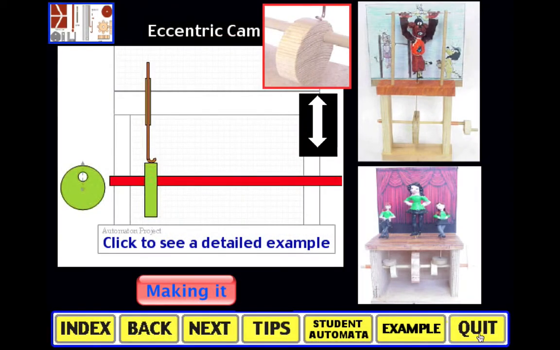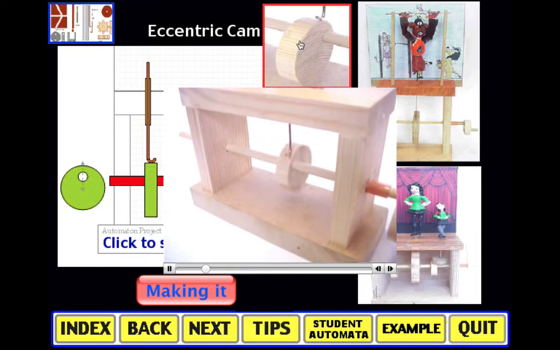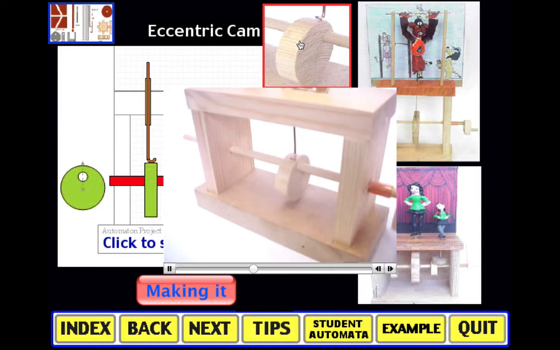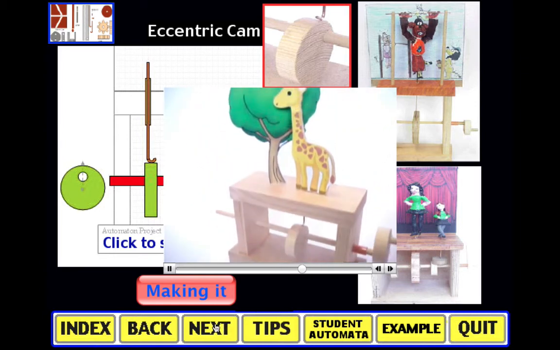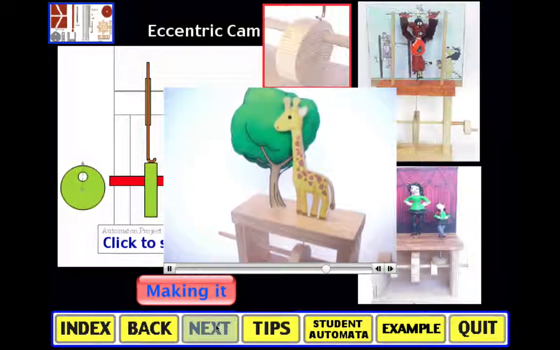It's important that your students know what mechanisms are available to them, understand how they work, and then this program will show you how to mark out and make them. Here we have an eccentric cam. The distance from the centre of your disc will determine the amount of movement you achieve. This one has the shaft hole on the outside, achieving quite a long movement. See how it moves the head of the giraffe up and down.